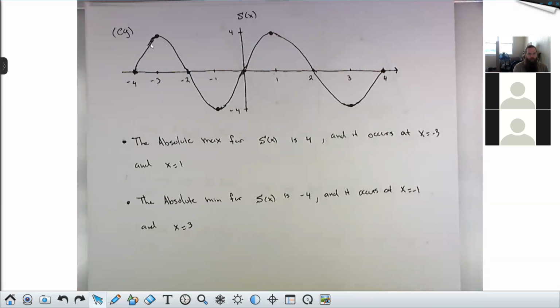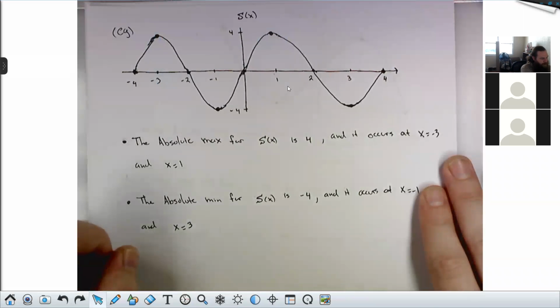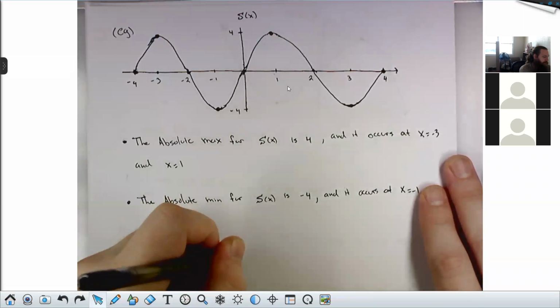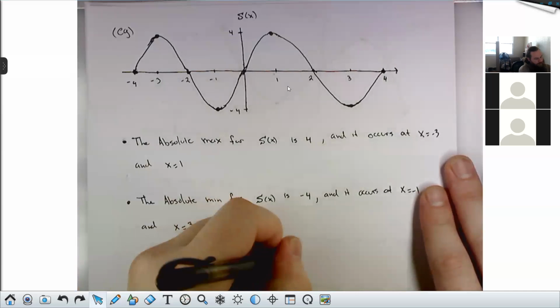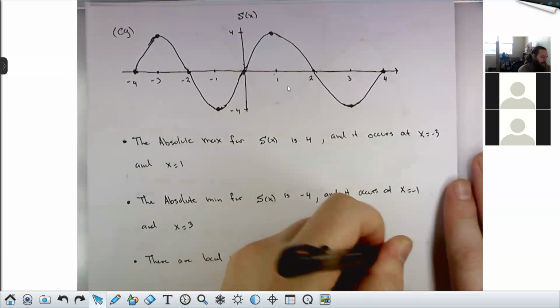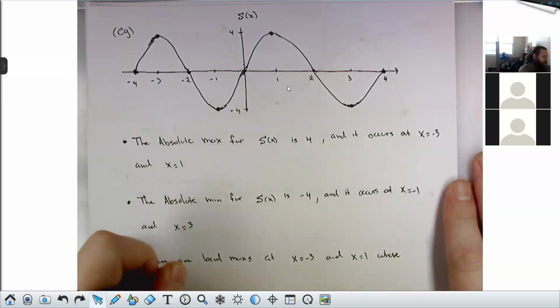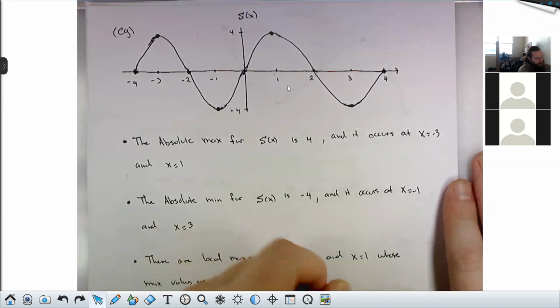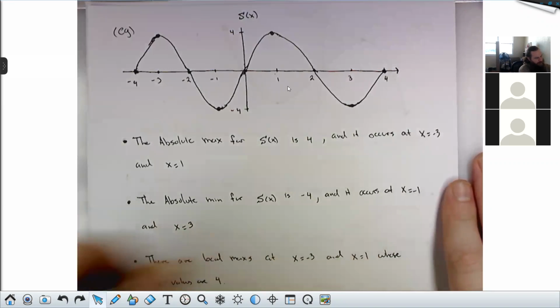Now these, in addition to being absolute extrema, are local extrema. So we could also say there are local maxes at -3 and x equals 1, whose max values are 4, and there are local mins at x equals -1 and x equals 3, whose min values are -4.